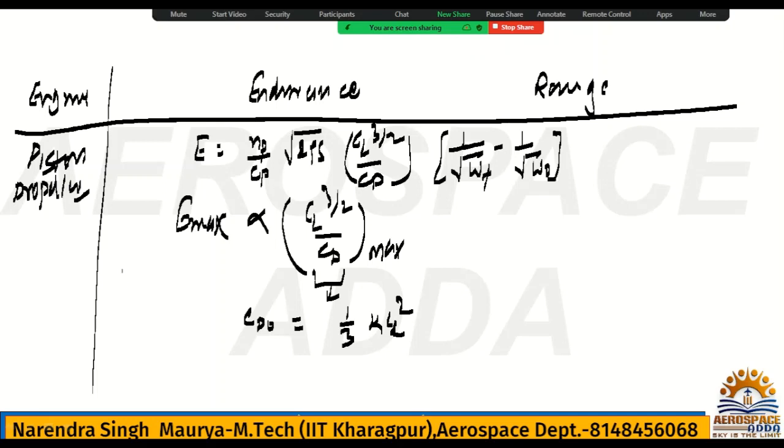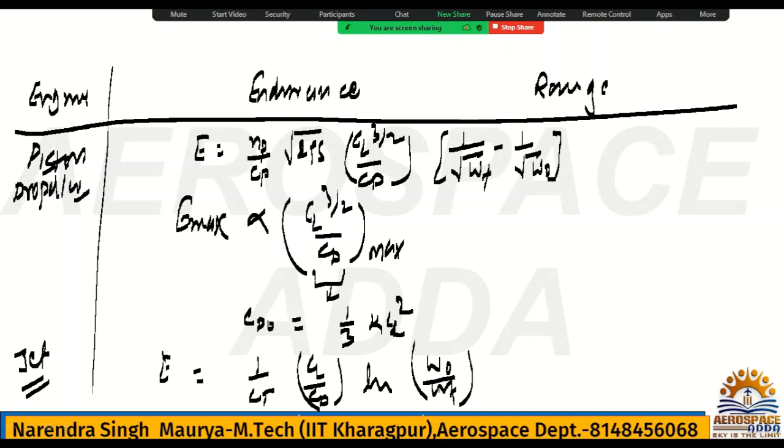Similarly, you can write for the jet engine also. I would suggest you make it on your own, because all the formulas are given to you. So similarly, you write the endurance formula for the jet engine also. What is the formula? 1 upon Ct, CL by CD ln initial by final. Yes or no? This is the formula for the jet engine. Here also, if maximum endurance they are asking, then CL by CD should be maximum, meaning minimum drag condition. Yes or no? Minimum drag condition.